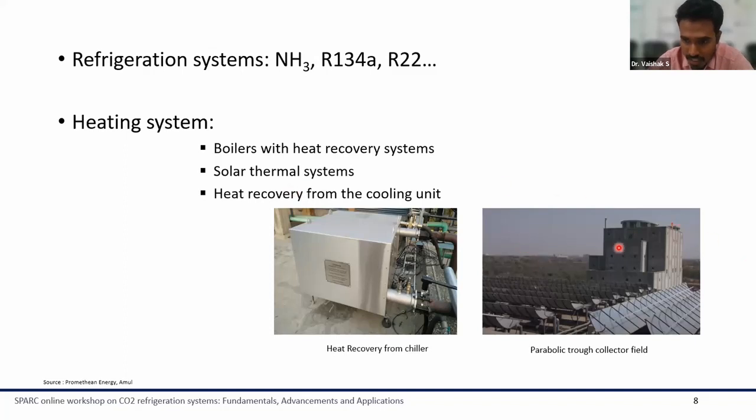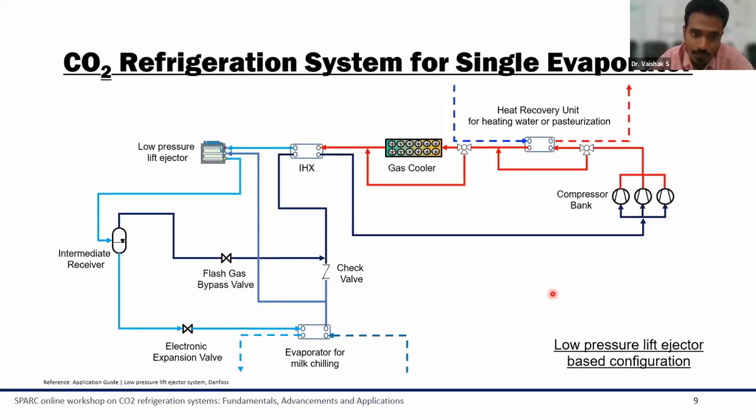The photograph you see here, this trough field, corresponds to an Amul industry in Gujarat, which is used to produce steam for their processing applications. So coming to the type of CO2 systems applicable for dairy application, for normal collection centers and mini dairy plants, the CO2 system can be a single evaporator CO2 system.